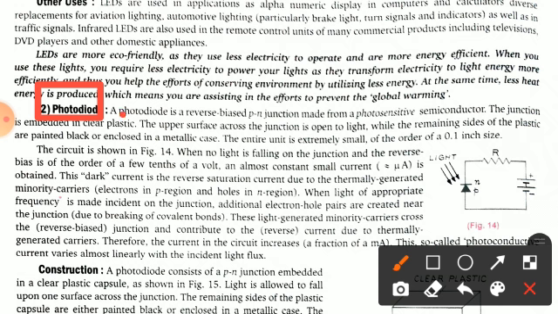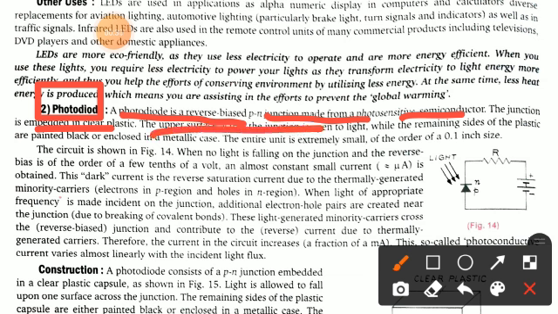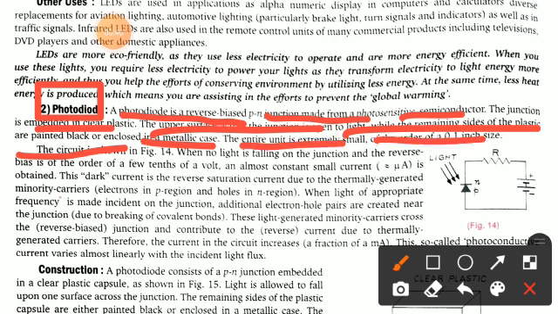So a photodiode is a reverse bias p-n junction made from a photosensitive semiconductor. The junction is embedded in a clear plastic. Clear? So the upper surface across the junction is open to light while the remaining sides of the plastic are painted black and enclosed in a metallic case. Clear? The entire unit is extremely small, of the order of 0.1 inch size.